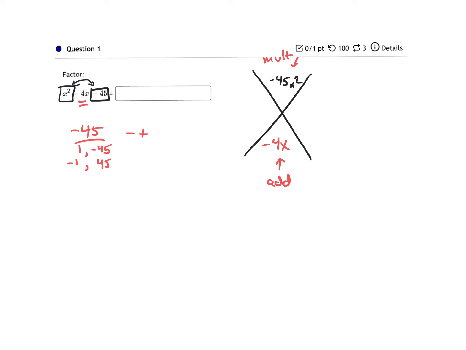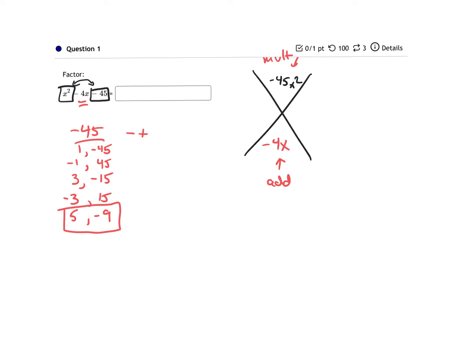So let's try again. 2 doesn't go in, but 3 does go in, and that would be 15 times. So we have 3 times negative 15, or negative 3 times a positive 15. Again, when you add those, it doesn't add to negative 4. So the next thing I'm going to do is keep going. 4 doesn't go in, but 5 goes in 9 times. So 5 and negative 9. When I do 5 and negative 9, that does add to a negative 4.